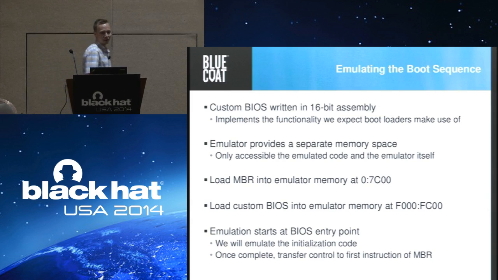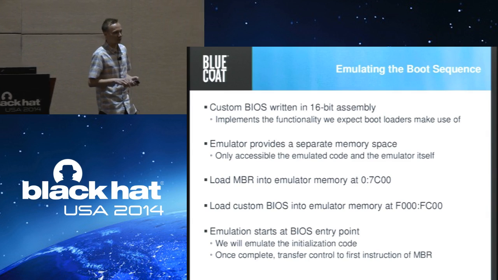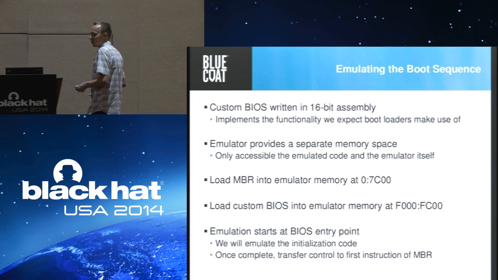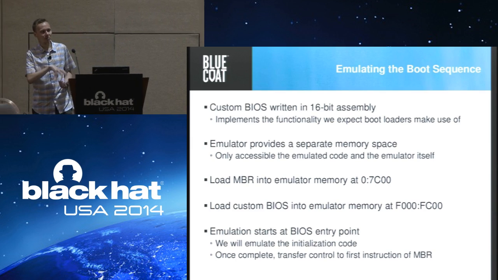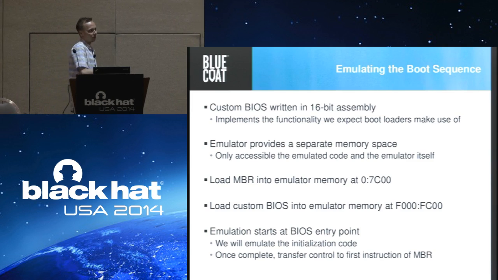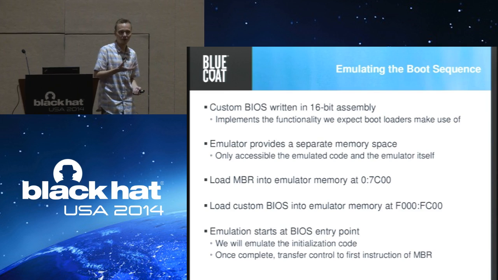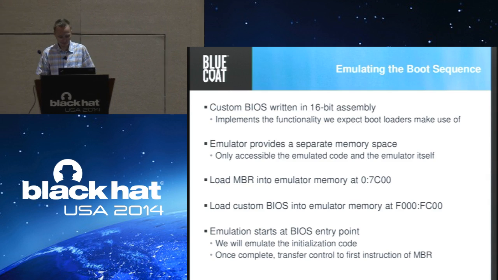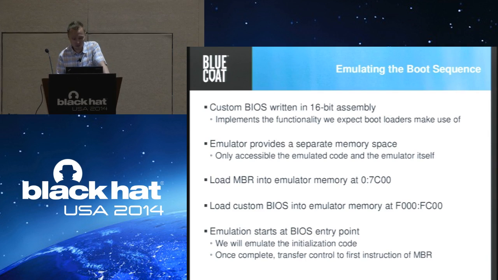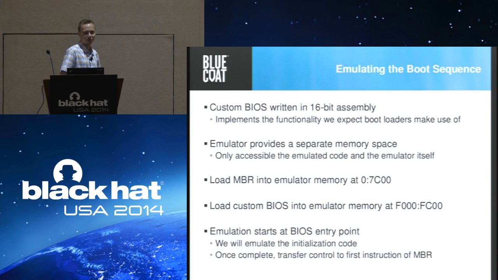What we do, we start out by reading the MBR, using our fancy anti-rootkit disk.io thing, and load the contents of the MBR into emulator memory, where it expects to be loaded, which is 7C00. And then we load our custom BIOS into emulator memory at the very high ranges of it, which is where the BIOS usually resides. And then we start emulation at the BIOS entry point. This is basically just a thing of convenience. It's so that we can run some init code in the BIOS before passing control to the first instruction of the MBR.